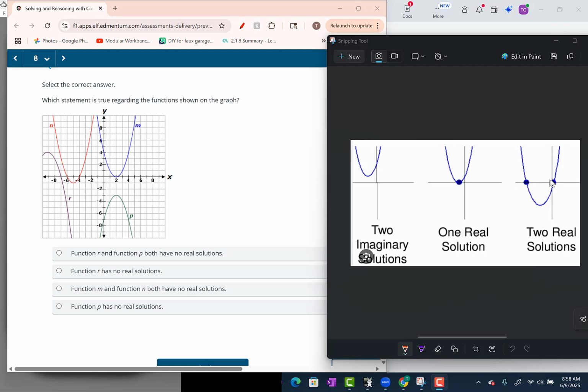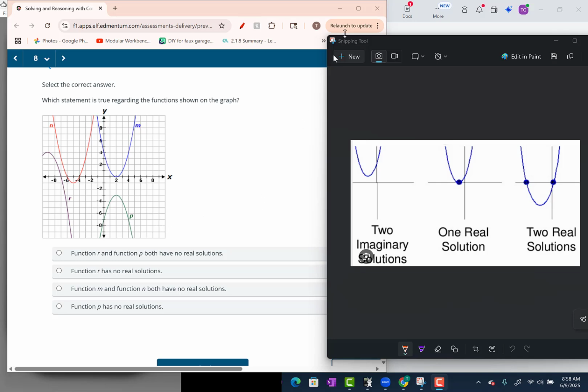solutions looks like graphically. You can see two real solutions means the graph crosses the x-axis in 2 points, or touches in 2 points. One real solution, the graph is going to touch the x-axis once, and then two imaginary solutions means the graph doesn't touch the x-axis at all. And of course, all of these are U-shaped graphs, but essentially the reflection of that could be true. These could be upside down U's like graph P is, and the same rules apply.